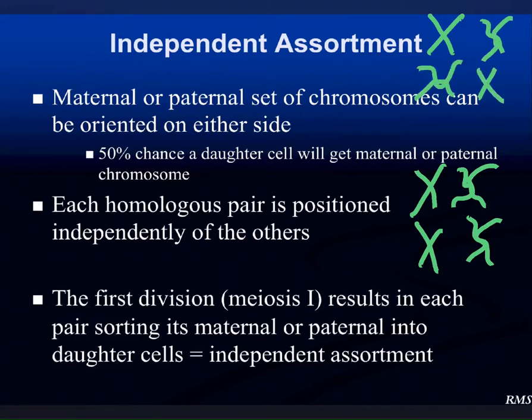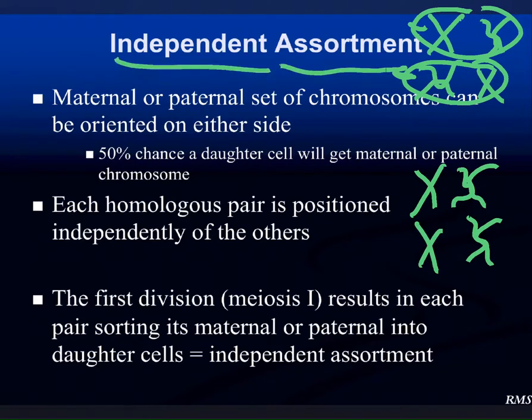But couldn't you also have mother on one side, father over here, and mother over here? So the way these two line up has no impact on the way these two line up. If they want to line up here, left or right, well, they can line up here, left or right. It doesn't matter. So they sort independently. So that's what independent assortment means. When you have those chromosomes, the way one partner pair lines up has no impact on the way the rest of them line up.